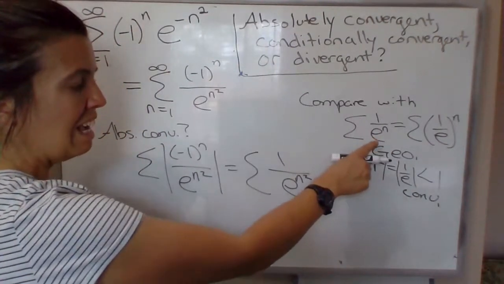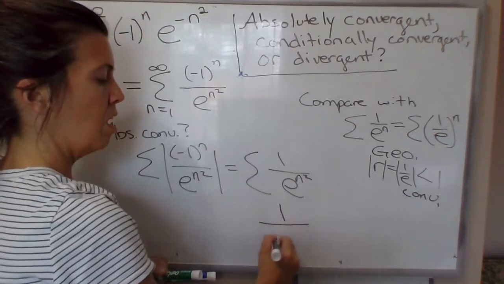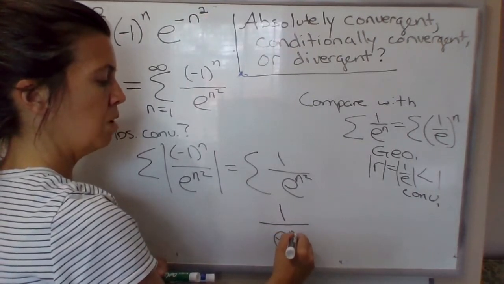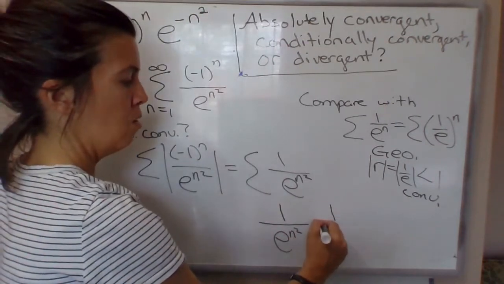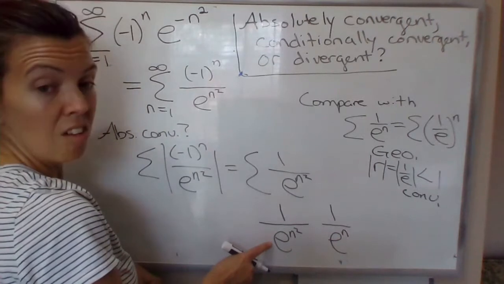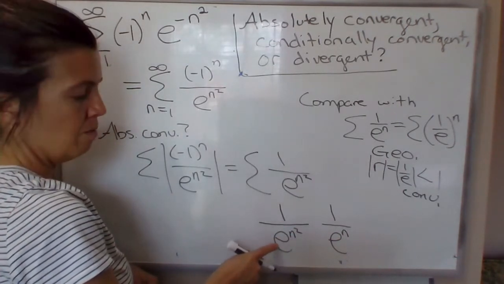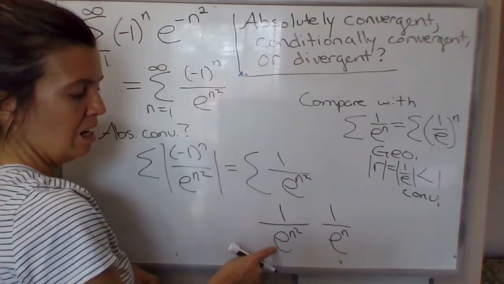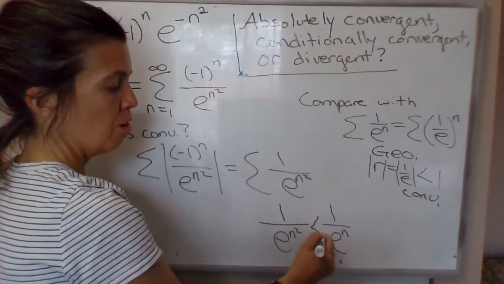1 over e to the n, but not n squared. So we need to compare those. I believe the direct comparison test will work here. Right, because if we compare 1 over e to the n squared with 1 over e to the n, this is going to be a much bigger denominator, right? A much higher power of e means a much larger denominator in this case, so a smaller fraction.